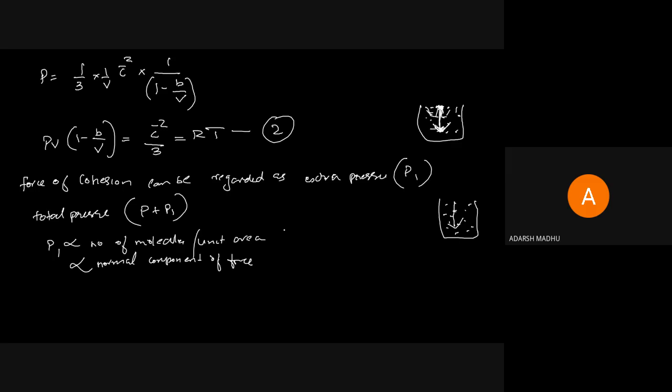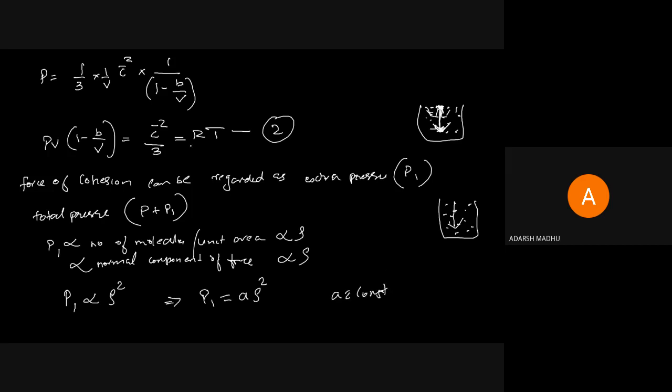The number of molecules per unit area is proportional to density, and the normal component of force is also proportional to density. So in total we can say that P1 is proportional to density square, density and again density. Both properties, the number of molecules per unit area and the normal component of force, are proportional to density, so P1 is proportional to rho square, or we can remove the proportionality sign by writing P1 equal to A into rho square. A is a constant.